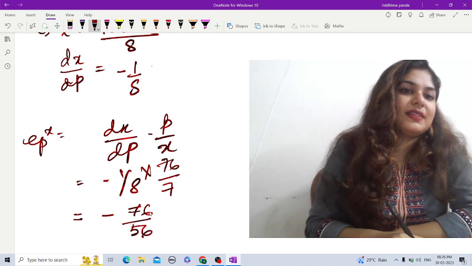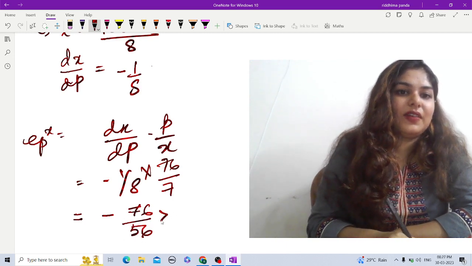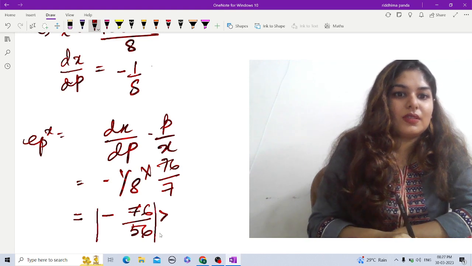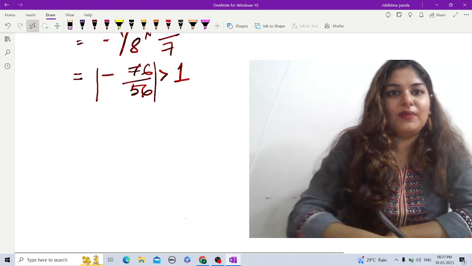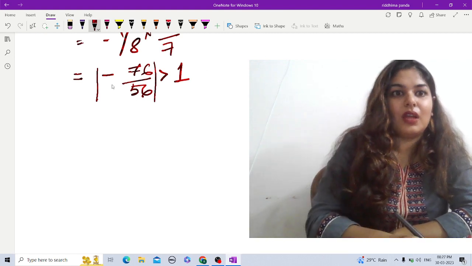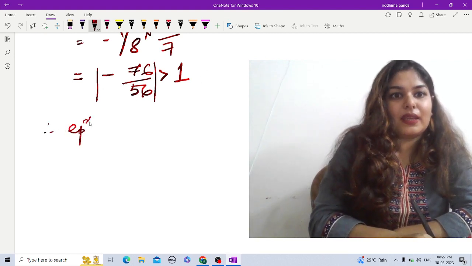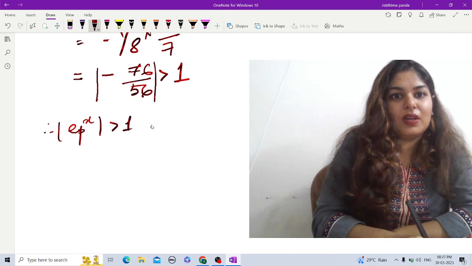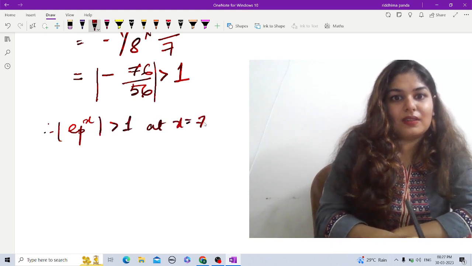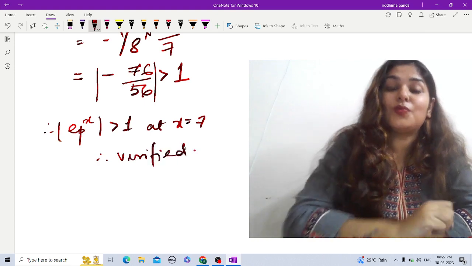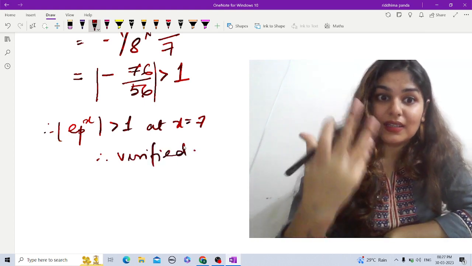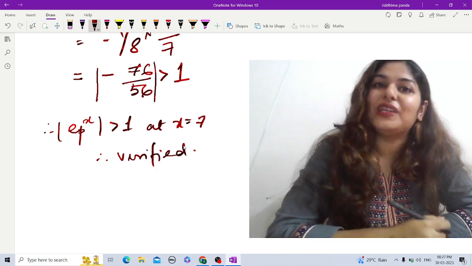So whatever this is, it is very clear that if I take the mod value, that is greater than 1. I'm not simplifying, but it's very evident from here that it is greater than 1. Therefore, here EPX is greater than 1 at x is equal to 7. Therefore, verified that the monopolist is producing at the elastic range of the demand curve.